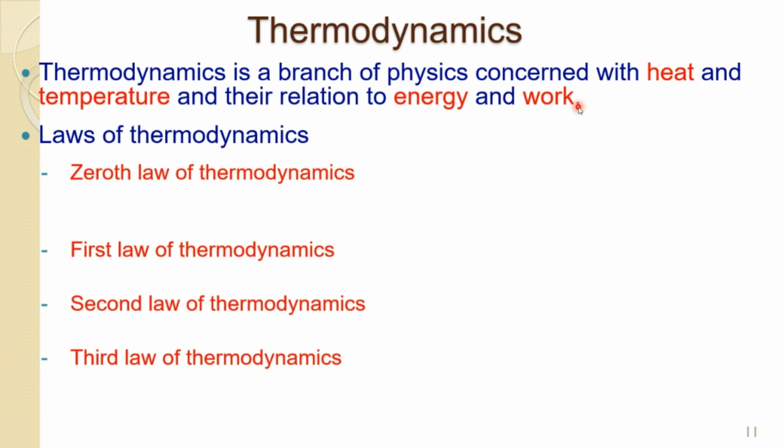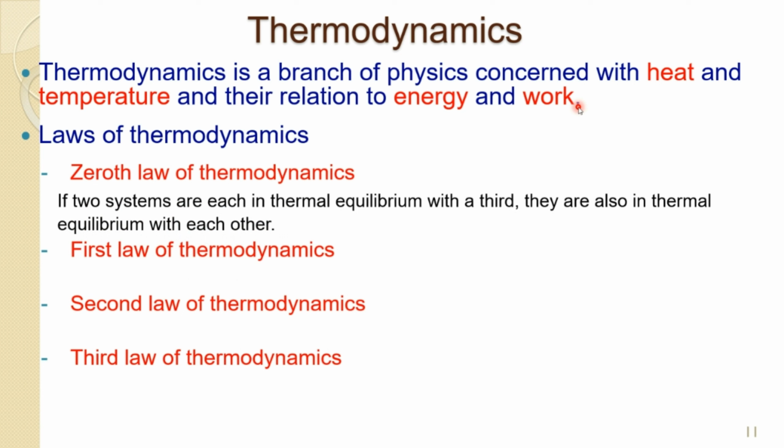There are 4 laws of thermodynamics. You need to remember this very well. The zeroth law of thermodynamics: what is it? If 2 systems are each in thermal equilibrium with a third one, they are also in thermal equilibrium with each other. What does that mean? If the first system is in thermal equilibrium with the third one, and the second one is in thermal equilibrium with the third one, then the first one and second one will also be in thermal equilibrium with each other. Easy, right? This is like mathematics. So this is the zeroth law of thermodynamics.